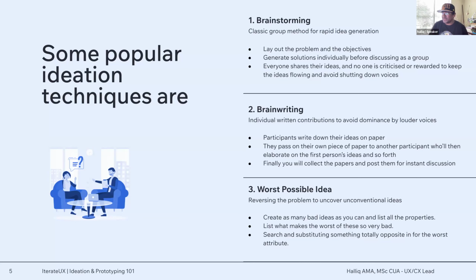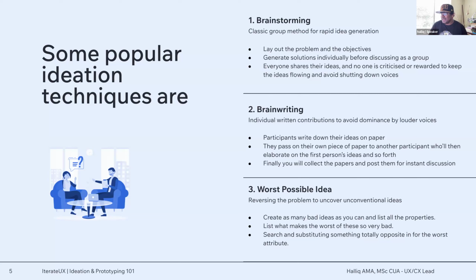The second method is called brainwriting, where we ask participants to write down all of their ideas before we start speaking about them. Participants write down their ideas and pass the paper along, and the next participant takes the idea of the previous participant and adds on to it. They elaborate on the ideas, and it keeps moving on. Finally, everybody collects the ideas and we start discussing them. This is better for a group with a mix of introverts and extroverts, because everybody gets a chance to share their ideas.